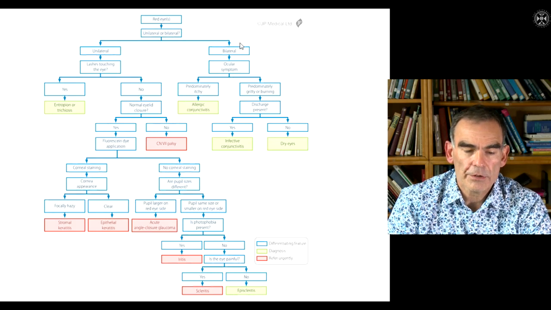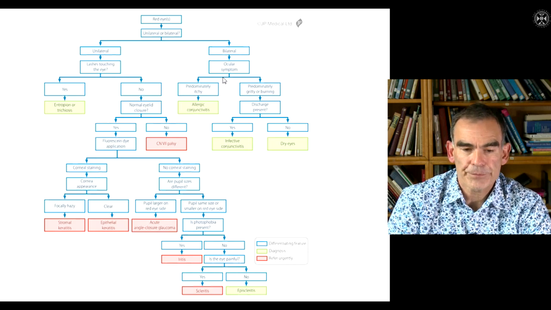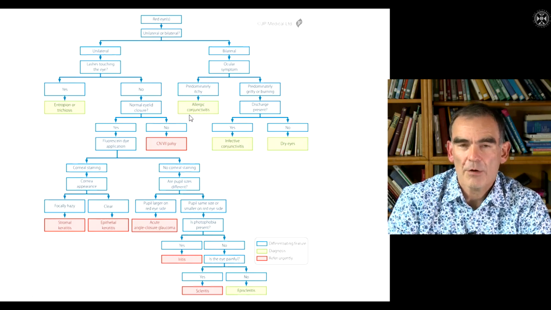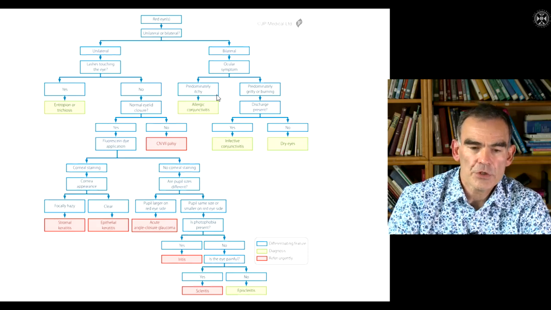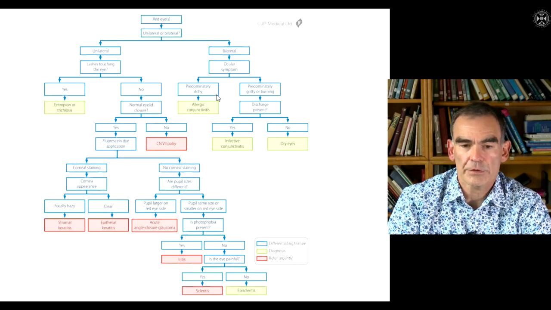And if we concentrate on the bilateral red eyes to start off with, the way we broke it up was, is the predominant ocular symptom itch, or is it predominantly gritty or burning? If it's itch that's the problem, then again, that's much more likely to be allergic conjunctivitis. Often the patient will have a history of atopy, asthma, eczema, hay fever. Often the discharge will be a little bit on the stringy side as opposed to purulent. I'm not going to chat about the treatment, but that's a useful differentiation.